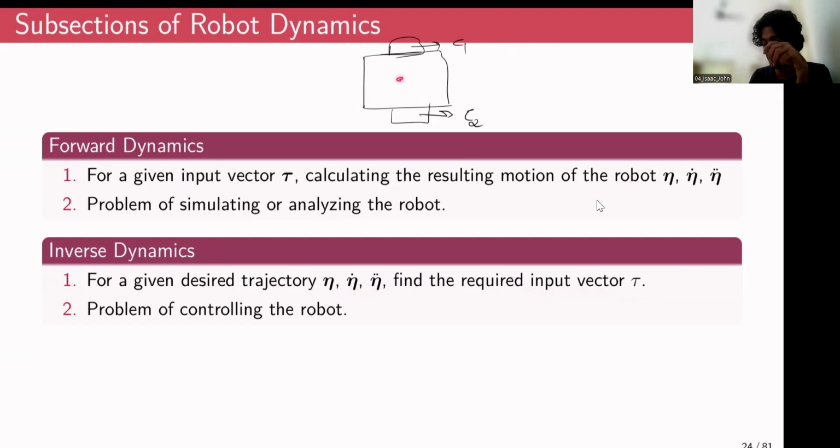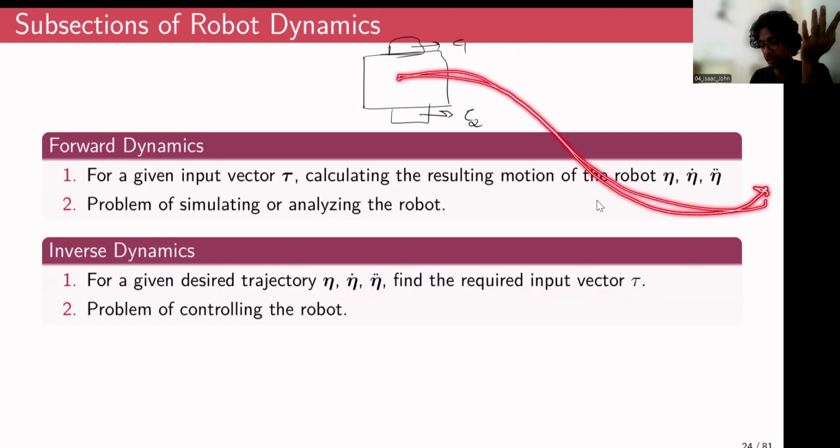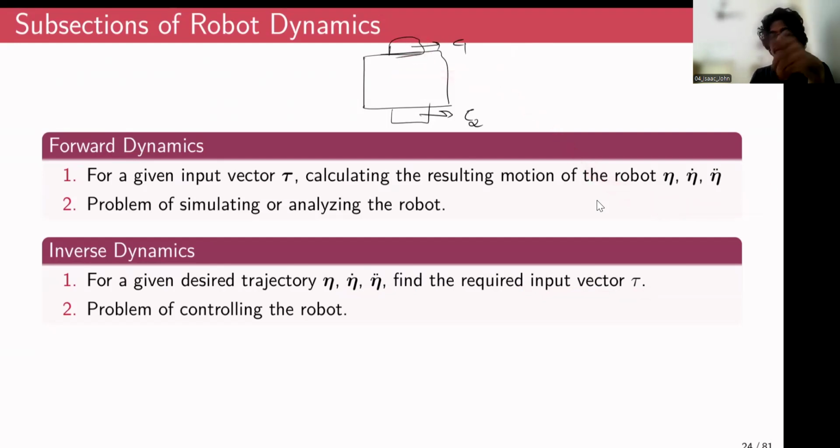For example, if you have a desired trajectory, right, defined by position, velocities, and accelerations, in order for the robot to execute this trajectory, what should be the control inputs that we have to give? So that is equivalent to controlling the mobile robot to follow that desired trajectory. So that problem is inverse dynamics.